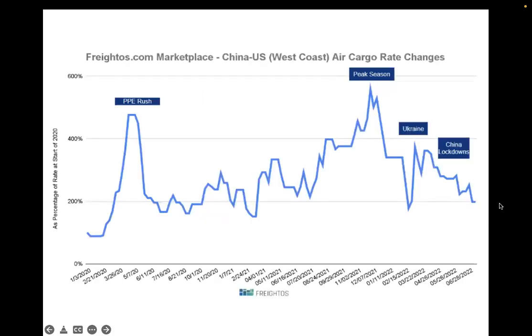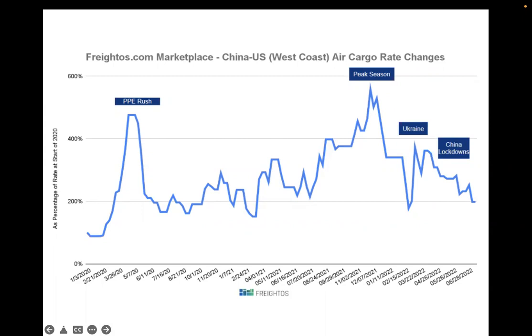Before I show you the content, let me show you two pictures, to motivate you and give you a sense of what we can talk about in this lecture. This picture shows data from the beginning of 2020 till mid 2022. This is the air cargo rate change from China to the US, the two largest trading partners. So what are we seeing?